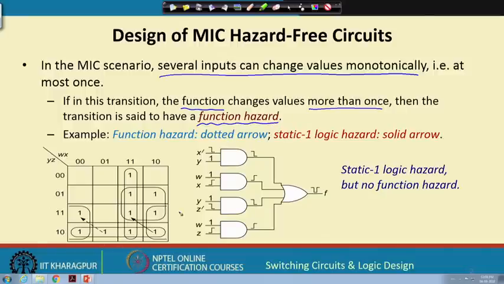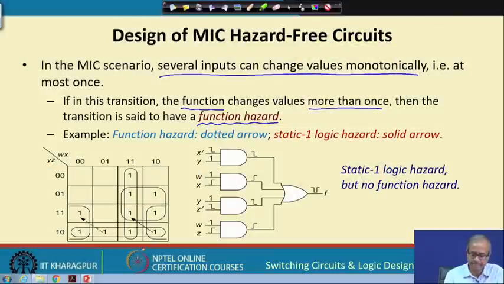In this Carnot map I am showing a 4 variable function, the true min terms are shown and some of the changes are shown here. You see in this realization there are some cubes and their implementations. We have said the value of x is changing from 0 to 1. The value of z is also changing from 0 to 1. So two inputs are changing, and the transitions are shown.